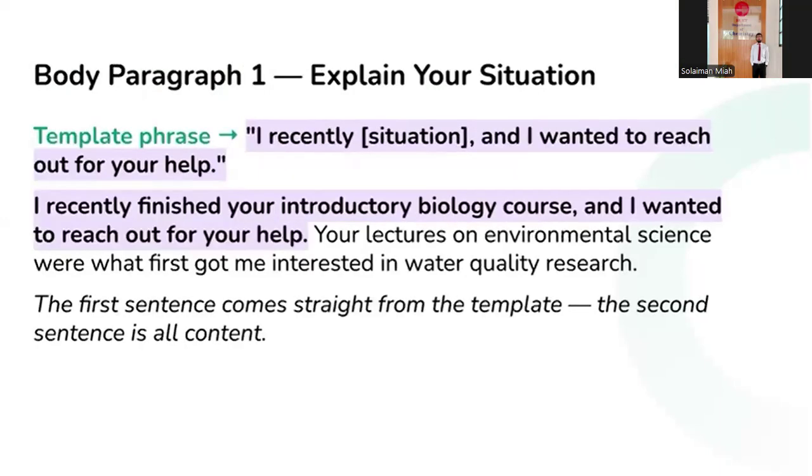For the first body paragraph, we need to explain our situation and why we're writing. The Type 1 phrase menu gives us several options here, like I recently situation, and I wanted to reach out for your help, or I've been situation, and I was hoping you might be able to help. Let's go with the first one. I recently finished your introductory biology course, and I wanted to reach out for your help. Your lectures on environmental science were what first got me interested in water quality research.